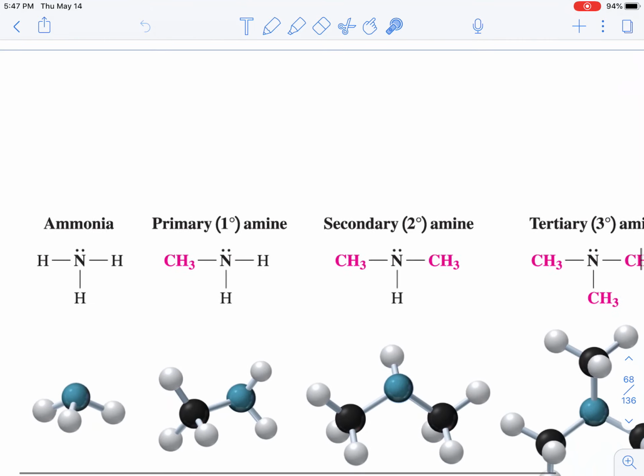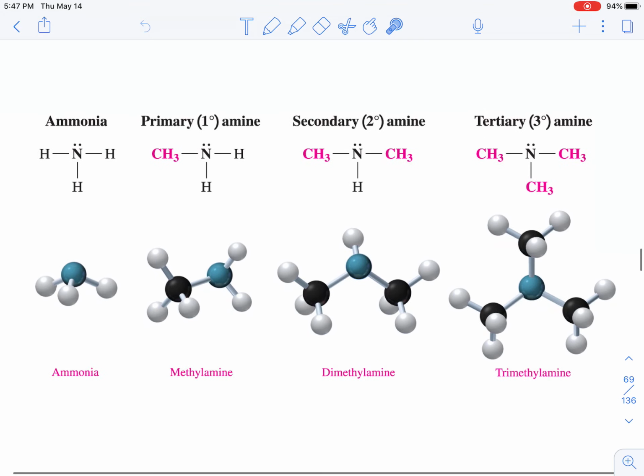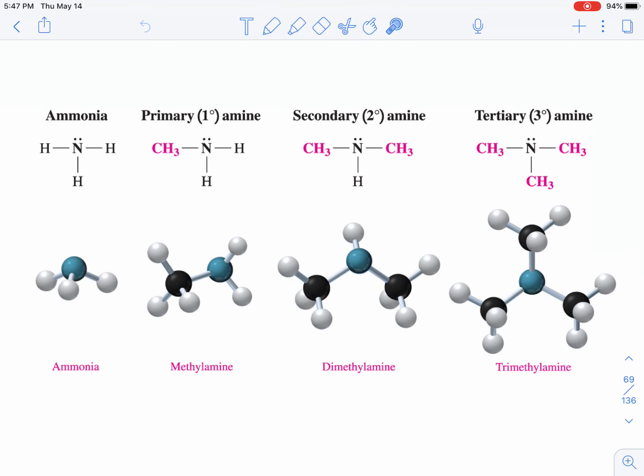And so overall, we can compare and contrast the differences in the classification of the amines. Here we have ammonia with all hydrogens. Then if we replace one of the hydrogens with an R group, for example a methyl group, we get a primary amine. Notice that we have CH3 and H2.